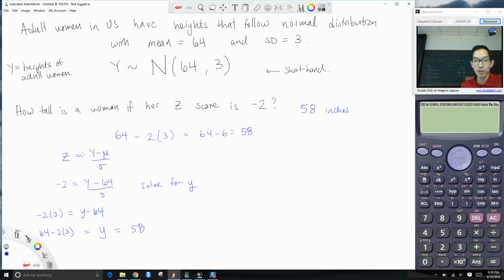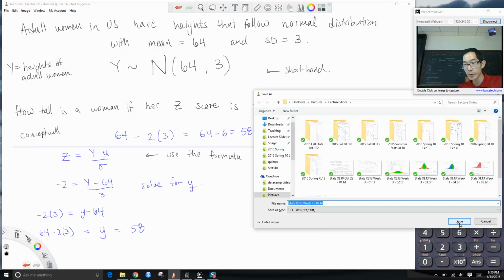So you can just plug it into the formula and solve for your unknown, or just conceptually you might say, if I'm 2 standard deviations below the mean, this is kind of what I'm setting up here. So this is plug it into the formula, this is kind of just conceptual, and this is also just use the formula. Either way, do what's most comfortable for you.